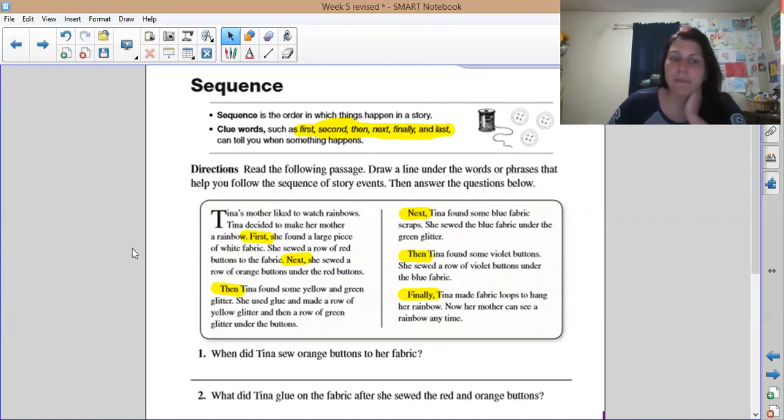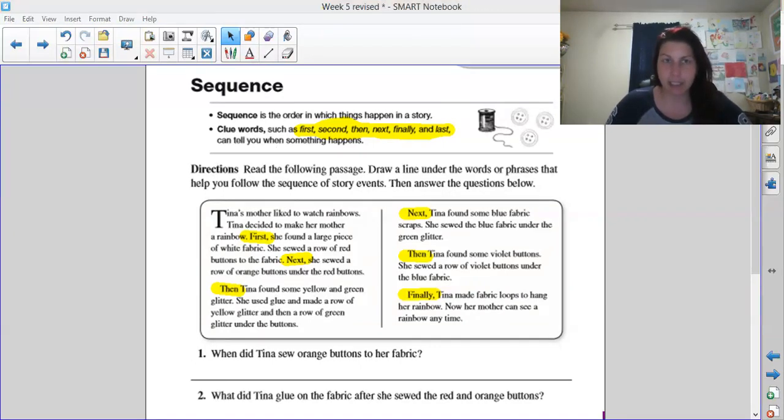Okay, so we know that we're looking at the word orange here, yes? And we know that orange came after one color, and it also came before other colors. So when you are thinking of the order of a rainbow, maybe I can get a clip art.